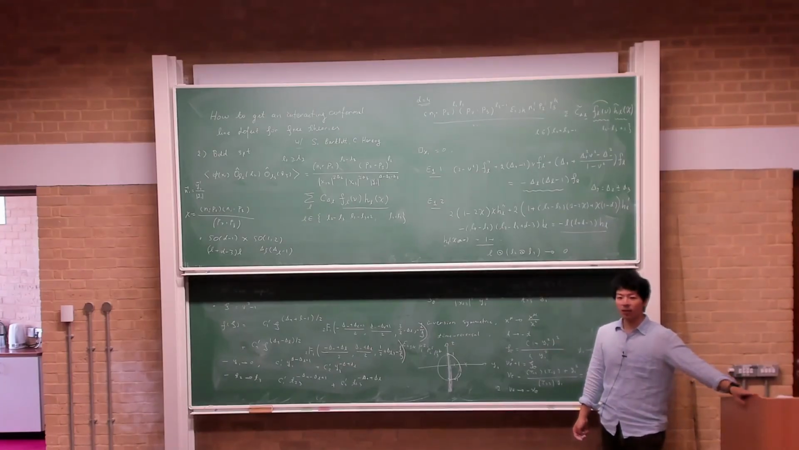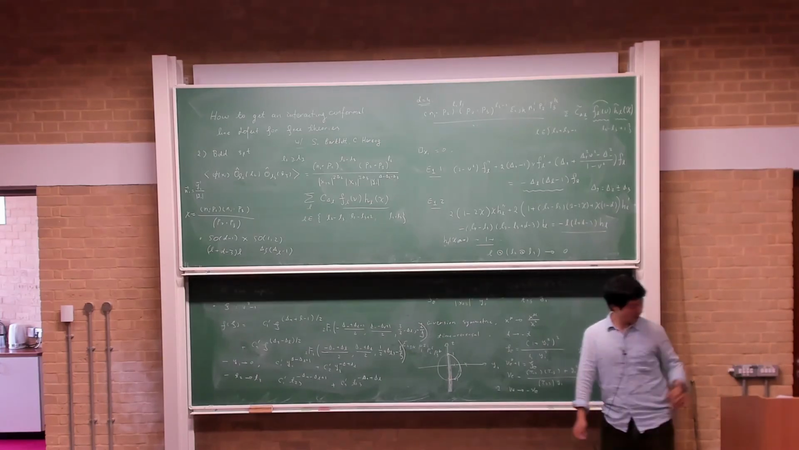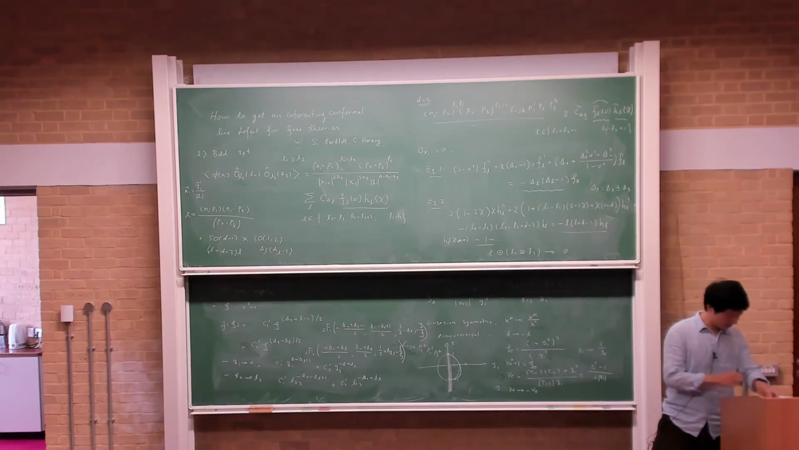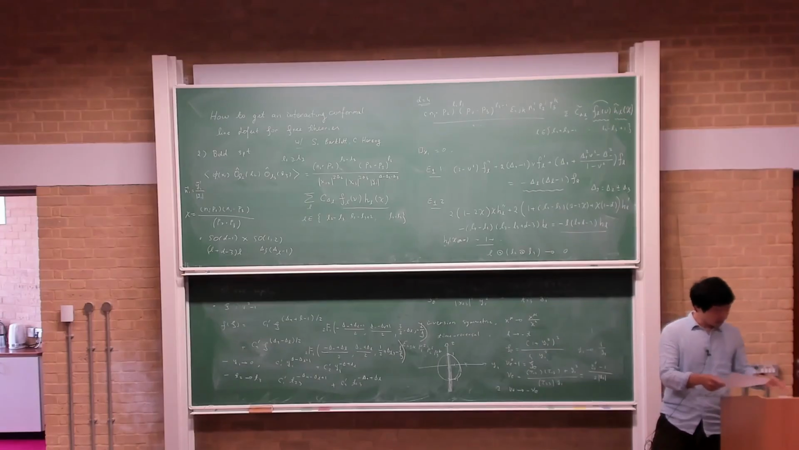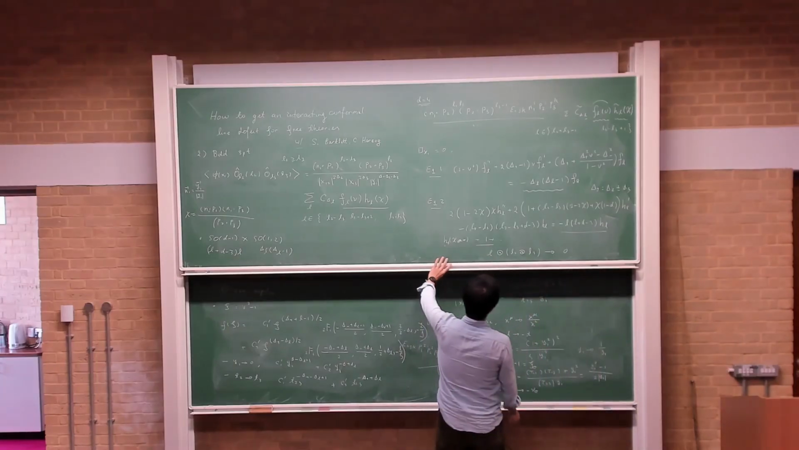The P's and Q's are the associated Legendre functions. They are regular at 0. Okay, I guess I still have time to talk about the last part, which is an explicit construction.